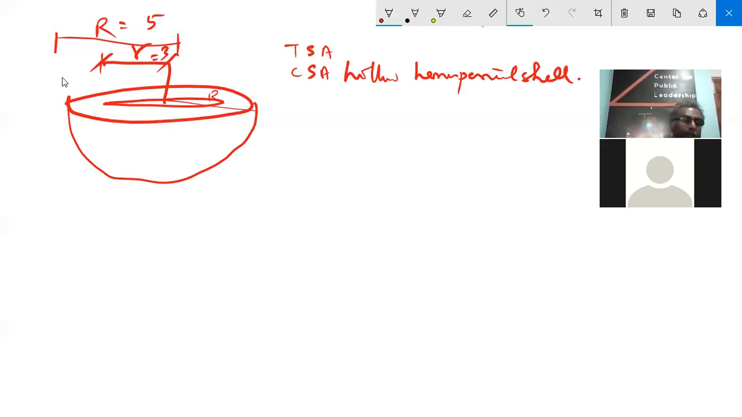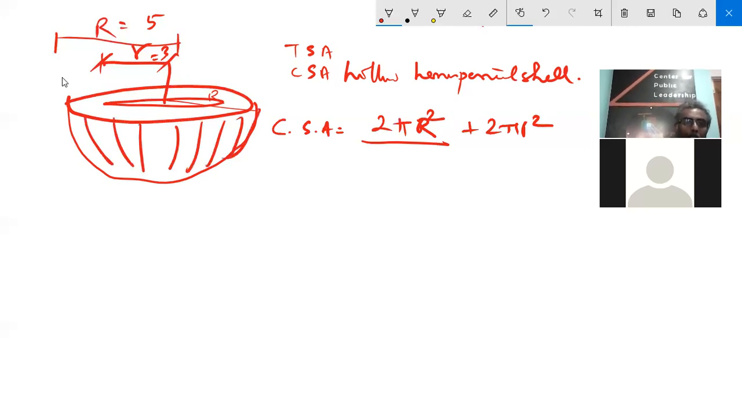What is the formula for the CSA? 2 pi into big R squared plus small r squared is the formula for one hemisphere. Here we have 2 pi big R squared plus 2 pi r squared. This is the external one, and this is the internal one, and the full area. Right? Understood?